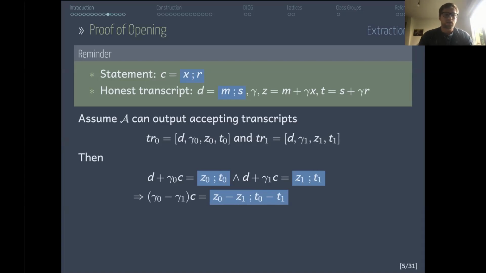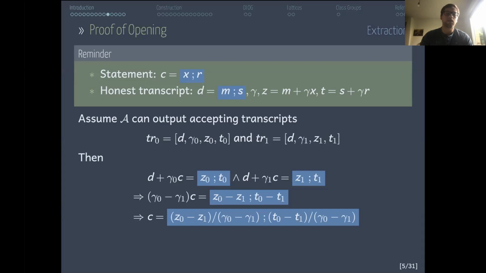So something times the commitment is equal to a commitment where we actually know the committed values already. And now if we just divide by the scalar in front of the commitment, we get this equation. So the commitment is equal to Z0 minus Z1 divided by gamma 0 minus gamma 1 mod Q, and then some randomness where we also know the values. So this is how we can reconstruct an opening of the commitment, because now we know that X will be equal to this in ZQ. So from this proof of opening, we can extract the committed message.